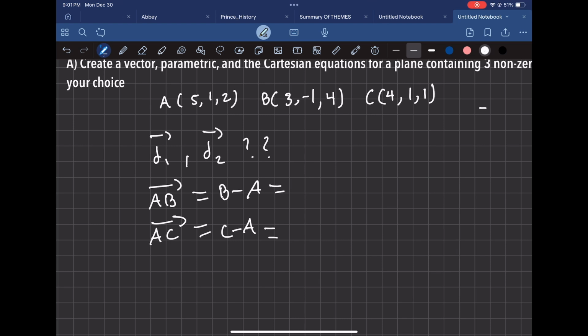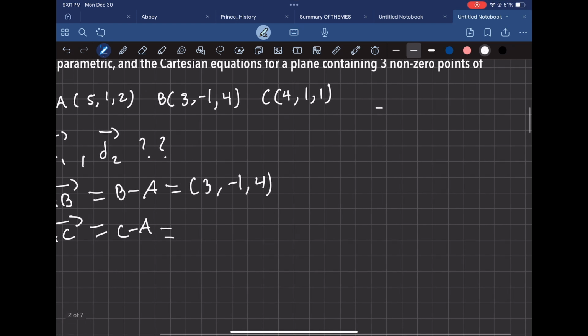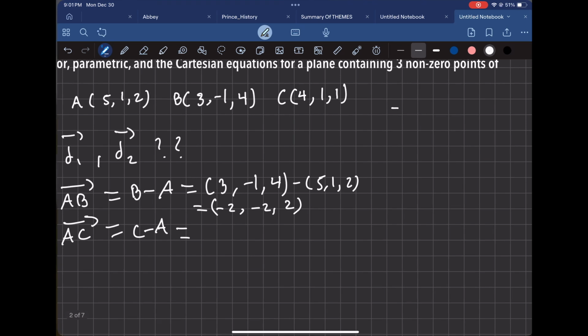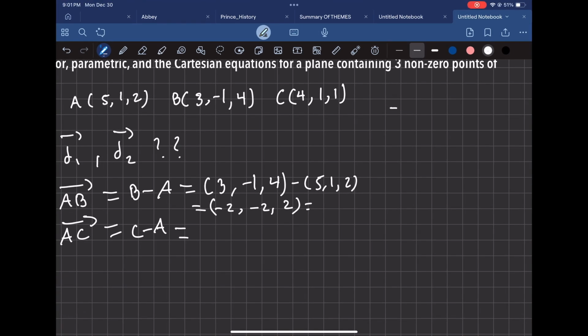So point B would be 3, -1, 4, minus point A, which is 5, 1, 2. So which equals 3 minus 5, that's -2. -1 minus 1, that's -2. 4 minus 2, that's 2. And since this is a direction vector, much like a fraction, you can actually just simplify this. And usually with direction vectors, you want to keep the leading x value positive. So we're just going to divide everything by -2. So that would just be 1, 1, -1. So that is our simplified direction vector.